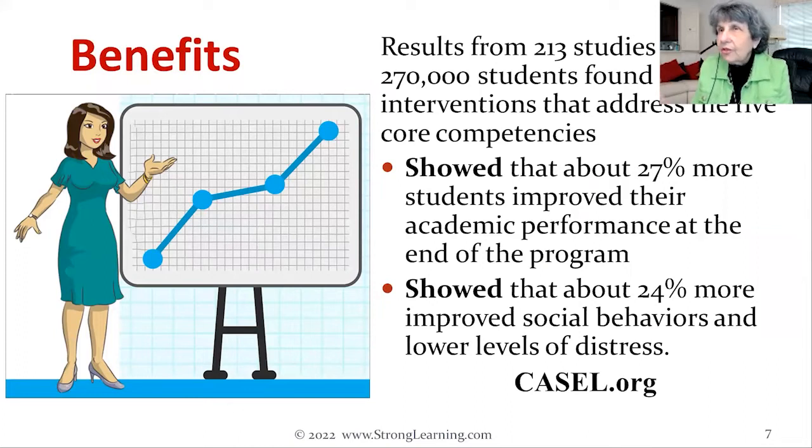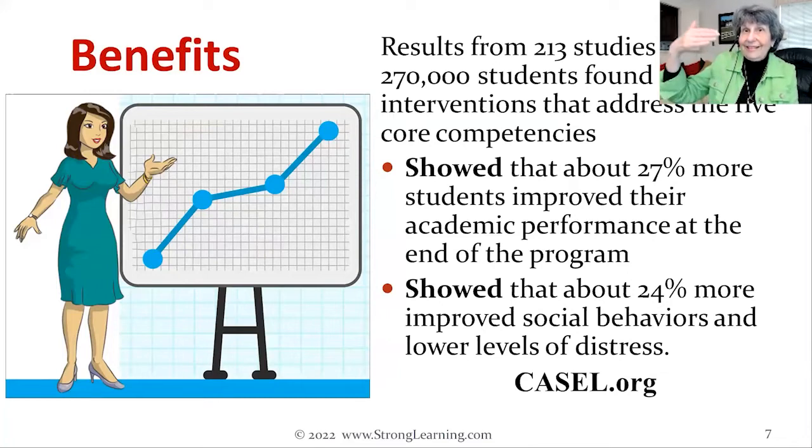They've done a huge amount of research on their own programs. From 213 different studies, they found that 27% of the students that went through a CASEL program, a social emotional program, had their actual academic performance go up 27%. It also showed that they went up 24% in social behavior and in lowering levels of distress. If you think about it, you would want it to be at least 50%. And so you would question, why is that happening? Why isn't it 50%? Why is it like a quarter of the population improving?